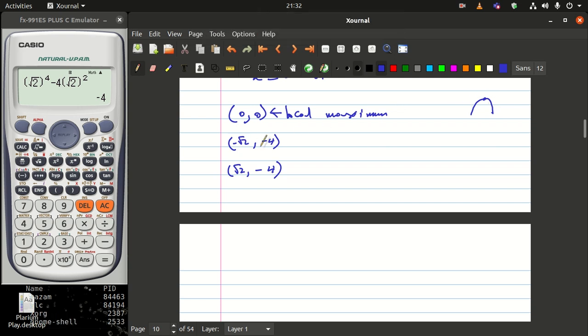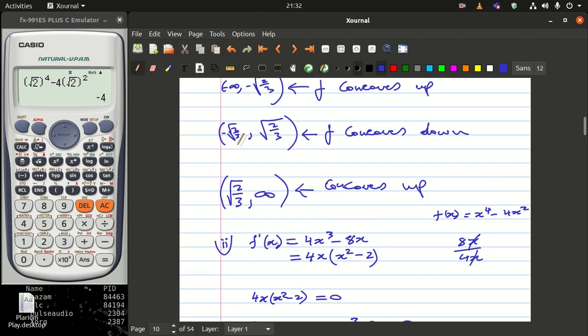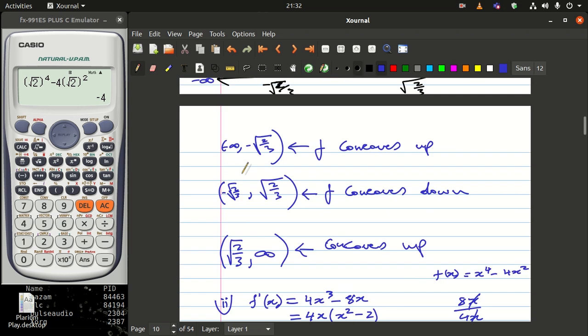And then we look at the other two points. Both of these x values are negative, so we look at these intervals. Where is negative root 2? Is it here? Is it there? One thing for sure, this one is positive and this one is positive, therefore negative root 2 cannot be here.